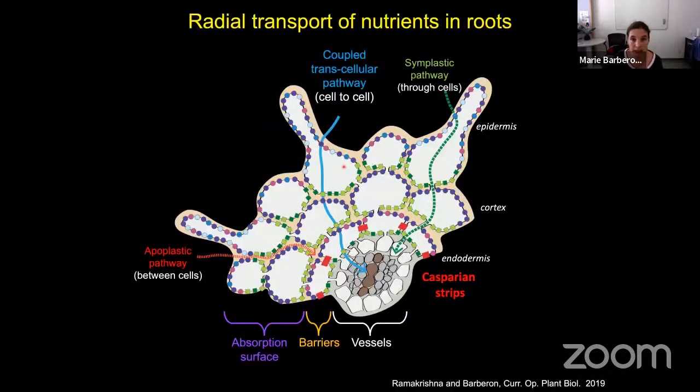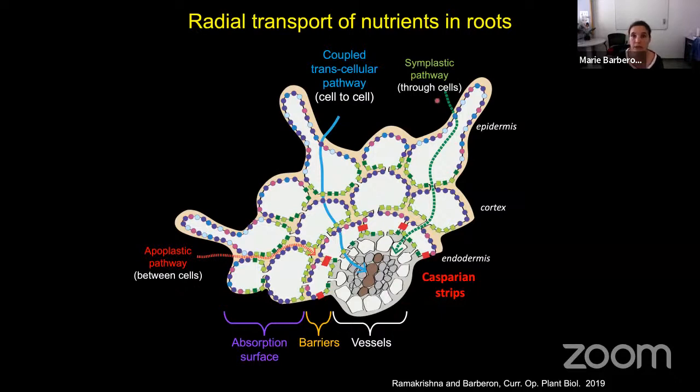If we look in more detail, the plant root is organized with concentric cell layers. At the periphery, we have the absorption surface with the famous epidermis and its root hairs that play the role of a surface of exchange with the soil. Then we will have one cell layer called the endodermis that forms barriers. And at the center of the root, we will have the vessels that transport nutrients and water to the aerial part. This organization allows different uptake scenarios for nutrient and water.